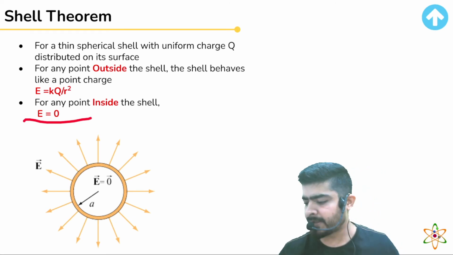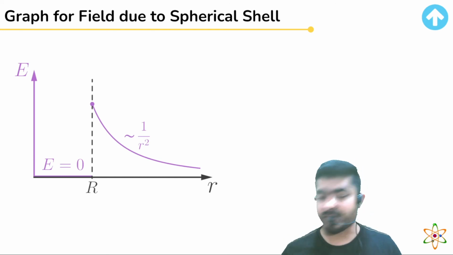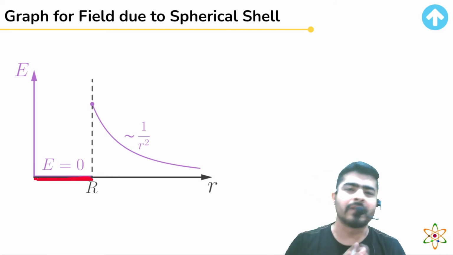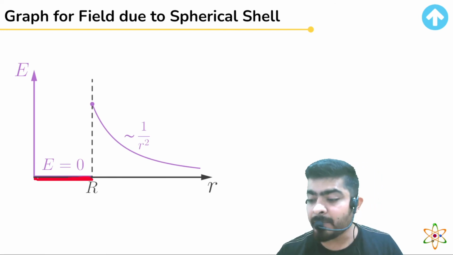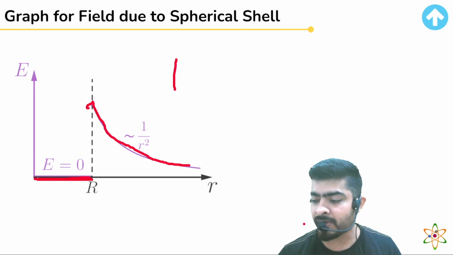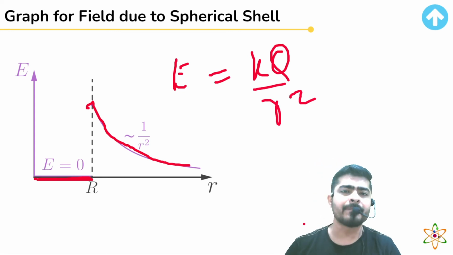Okay, now if you look at the graph for the electric field of a shell, inside the shell the electric field is 0. So from 0 to r, the graph remains 0, horizontal, right? E is 0. Then beyond that, the graph is proportional to 1 by r square, because E equals kq by r square. Simple. Okay, great.